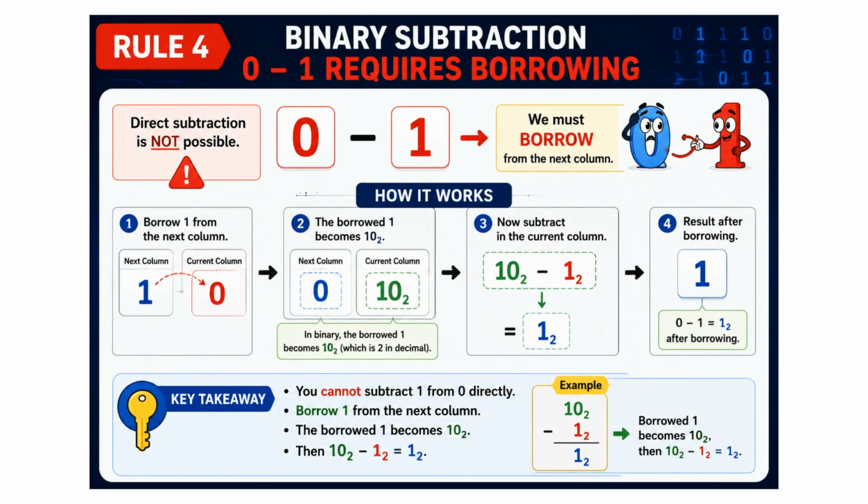Finally, let's learn Rule 4. 0 minus 1 cannot be done directly. So, we must borrow from the next column. The borrowed 1 becomes 10 in binary, or 10 base 2. Now, we subtract 10 base 2 minus 1 base 2, and the answer is 1. Remember, whenever you see 0 minus 1, always borrow first, then subtract.